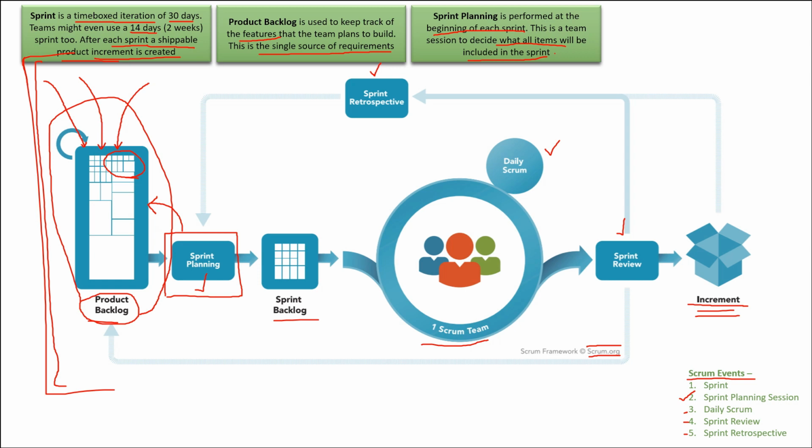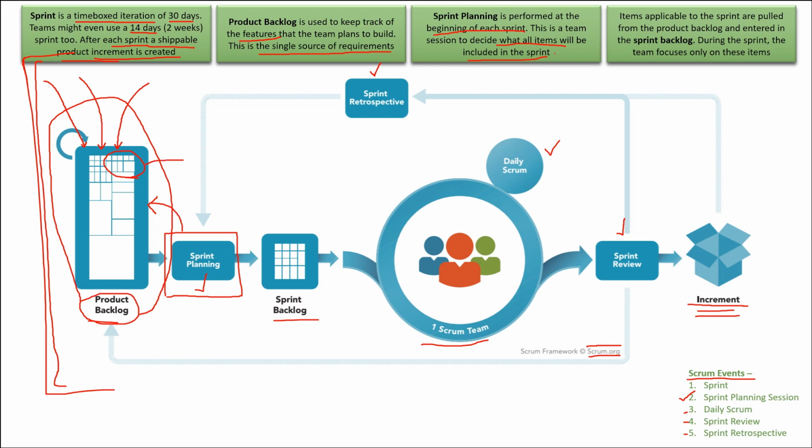So no points for guessing. What happens next is that all these items move to the sprint backlog, and that's how you arrive at the sprint backlog. These items could be bug fixes, features, anything, right? So the items applicable to the sprint are pulled from the product backlog and entered into the sprint backlog, something that we did here, right?